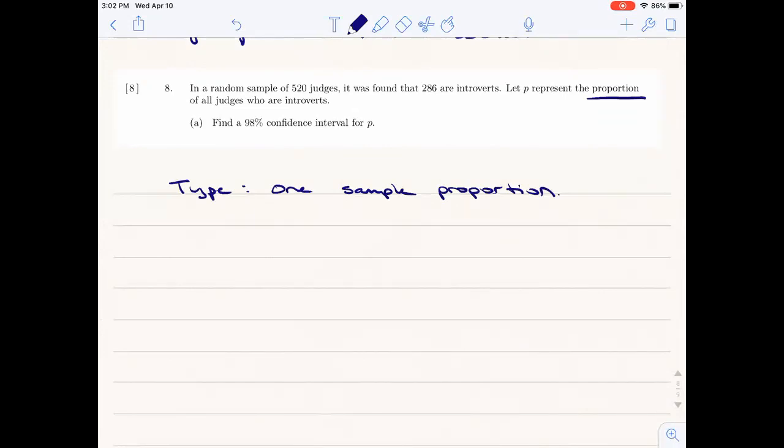So here's where I'm going to start emphasizing the assumptions, right? And so we have to check, okay, am I doing a confidence interval or a hypothesis test, right? Because my assumptions change a little bit depending on what I'm going to do. Here we're doing a confidence interval. And so for one sample proportion, for a confidence interval, we just have to make sure that we have at least 10 successes and 10 failures in our sample.